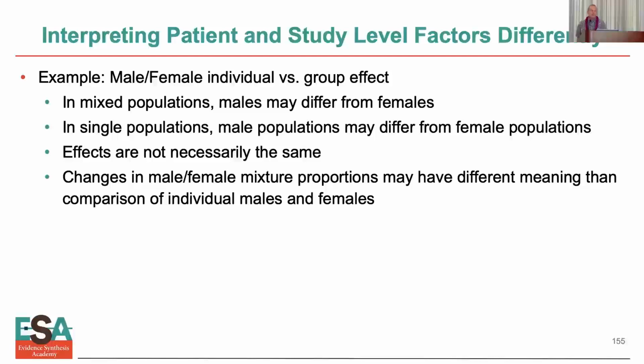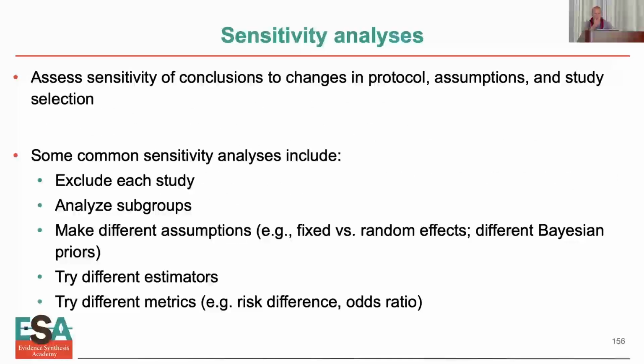In mixed populations, males may differ from females, but in single populations of all males or all females, you also might find that male populations are different from female populations. But these effects are not necessarily the same. So if I compare an all-female study to an all-male study and I find differences there, that's not telling me necessarily that males and females are different. It's just telling me that a study with all males is getting a different result from a study with all females. So changes in the male-female mixture proportions may have a different meaning than comparison of individual males and females. So those are just some caveats when you're using meta-regression.